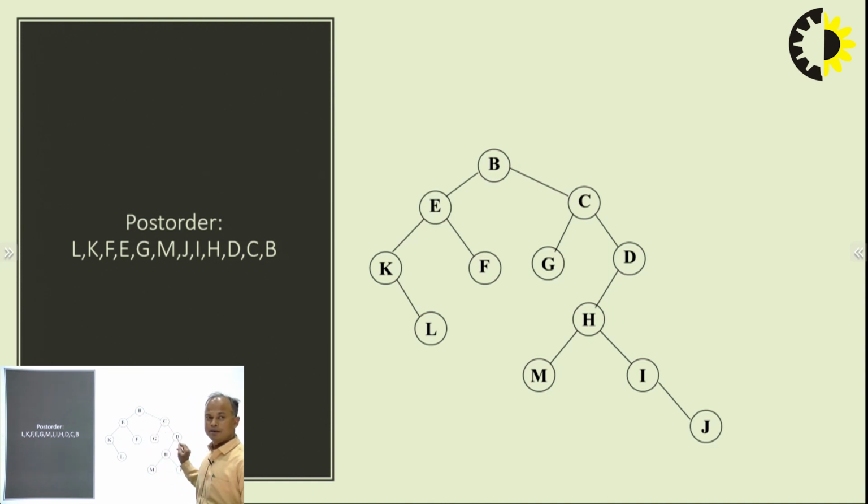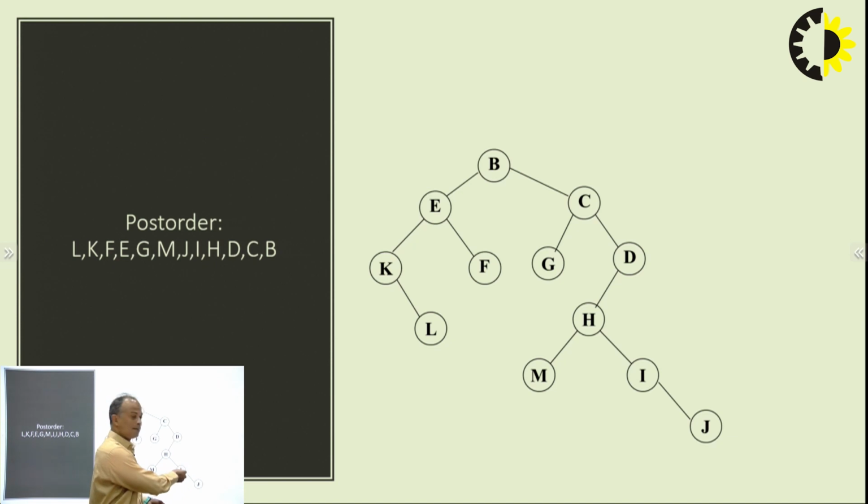Now visit the right part. We are at here D. So D is further a root. So before the root, we need to visit the left subtree. So we are at H. H is the root of this particular tree. Then we need to visit the left part. We are visiting here M. So after visiting M, we need to visit the right subtree of root H. So we are here at I.